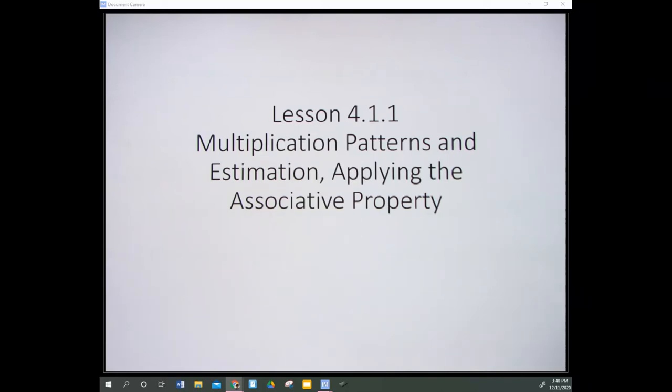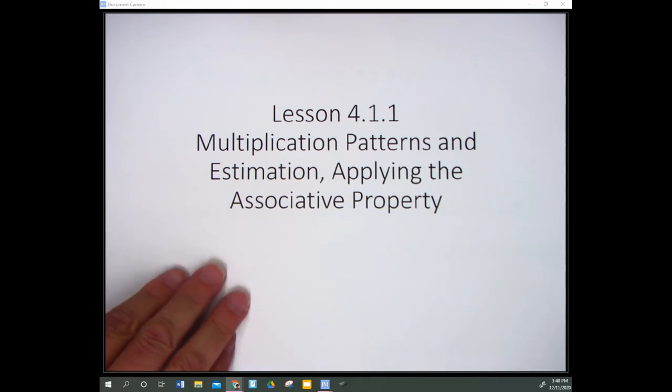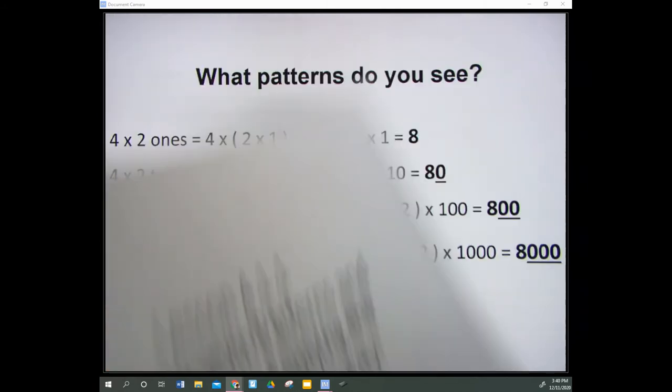Hello, fifth graders. Today we are starting our multiplication unit by looking at multiplication patterns and the associative property of multiplication, and we're going to use that to do some estimating of products. This is lesson 4.1.1.